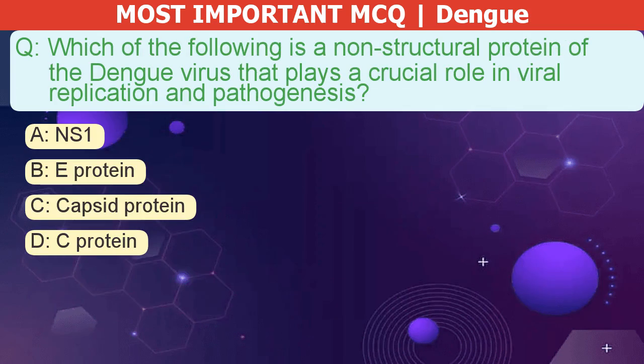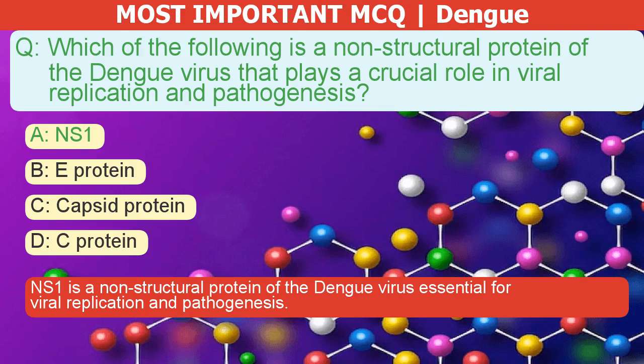Which of the following is a non-structural protein of the dengue virus that plays a crucial role in viral replication and pathogenesis? A. NS1. B. A protein. C. Capsid protein. D. C protein. The correct answer is A. NS1 is a non-structural protein of the dengue virus essential for viral replication and pathogenesis.